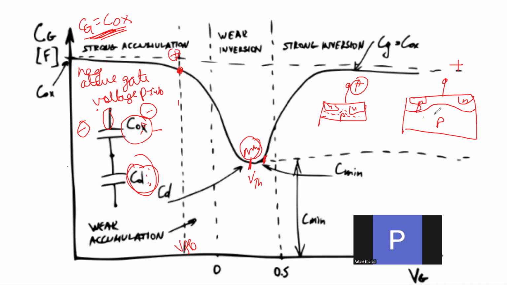After that, if you increase the gate voltage, the electrons are attracted to form the channel. At that time, little by little, the gate capacitance again becomes equal to the oxide capacitance, because with the formation of electrons, the depletion layer capacitance decreases, and then the full capacitance becomes equal to the oxide capacitance. That's why you can see that this level and this level are the same.